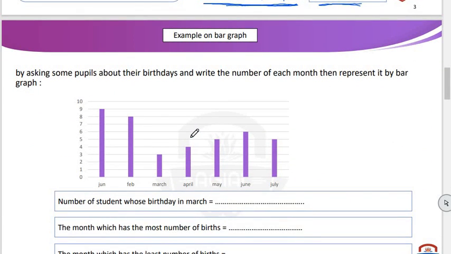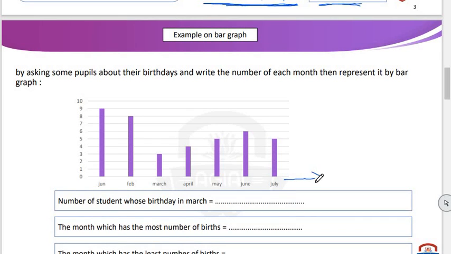Example on bar graph. By asking some pupils about their birthdays and writing the number for each month, they represent it by a bar graph. This is called what? Bar graph. We used a horizontal line and a vertical line. On the horizontal line we write January, February, March, and so on. And on the vertical line, we write numbers.